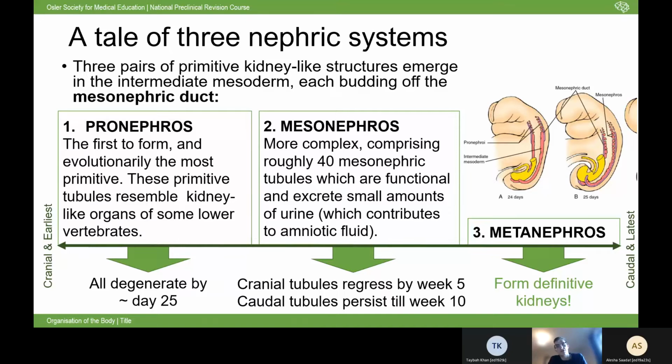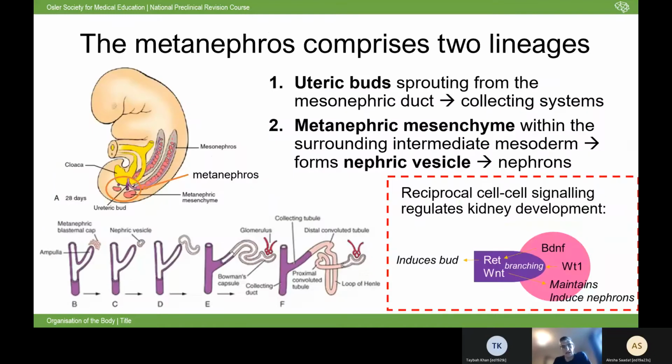And then the third primitive nephric system to form is the metanephros. And actually, this is in the caudal area, the furthest down. It's the latest to develop, and this is the one that gives rise to the definitive kidneys. So what do we have? We have a ureteric bud, which is kind of a little outpouching of the mesonephric duct, and that forms the collecting systems of the definitive kidney. That bud grows into an area of metanephric mesenchyme, which is kind of an area of mesoderm just immediately adjacent to the mesonephric duct.